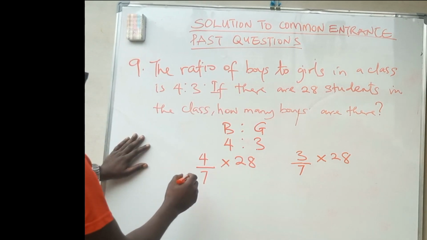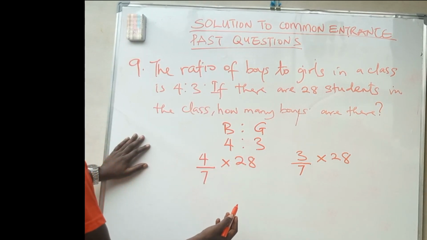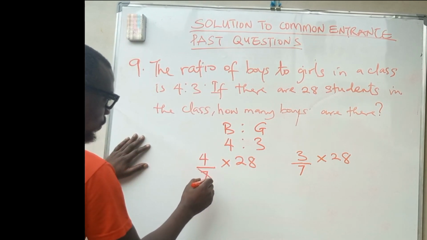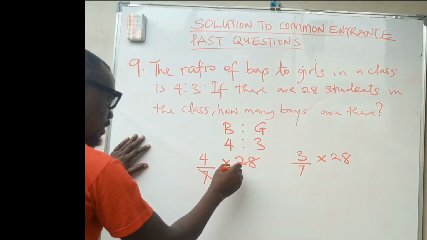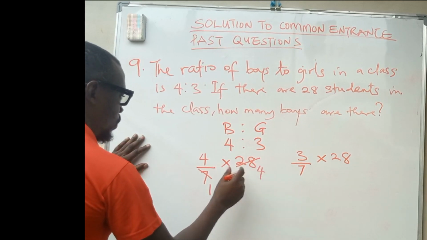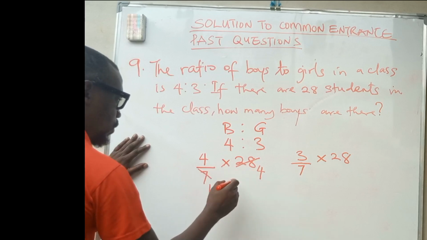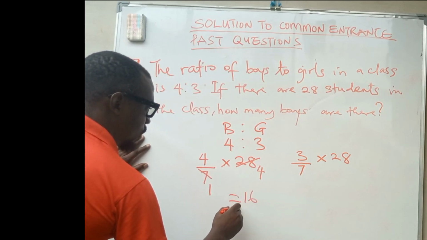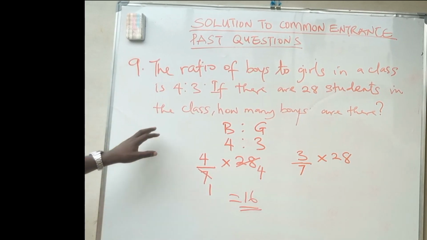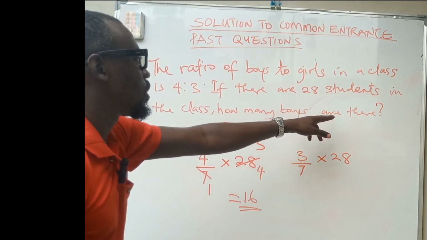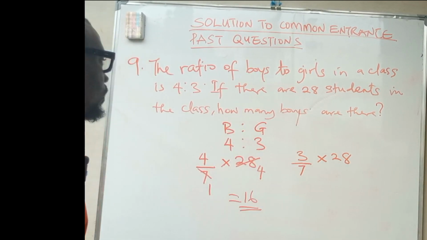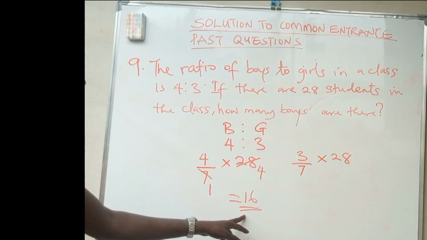Now, to solve this is very simple. 7 here, 1. 7 in 28 is 4. So when you multiply 4 and 4, you get 16. So the number of boys are 16.